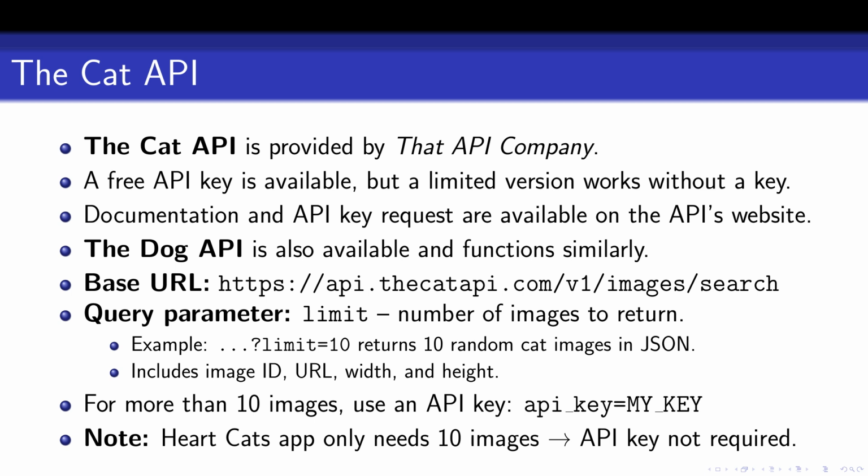The cat API is hosted by that API company and has public documentation and optional API keys. You can get a free key for more advanced access, but the limited version works fine without one. The API's base URL accepts a limit parameter to determine how many images to return. For example, using limit equals 10 fetches 10 cat images, each with its ID, URL, width, and height. That's all we need for HeartCats.